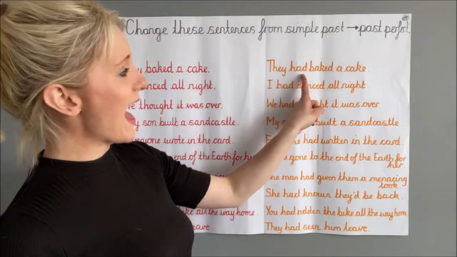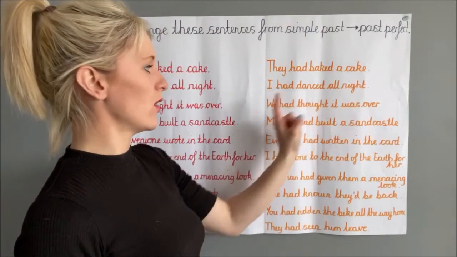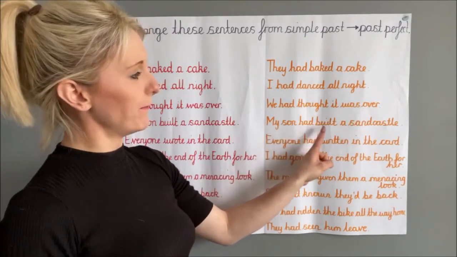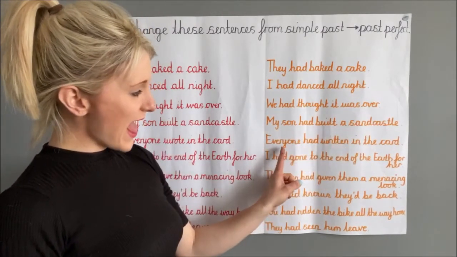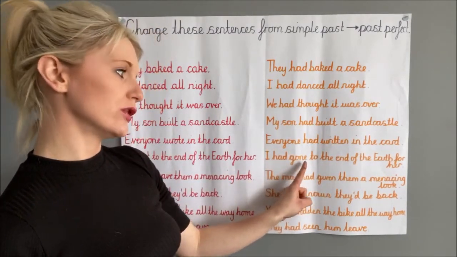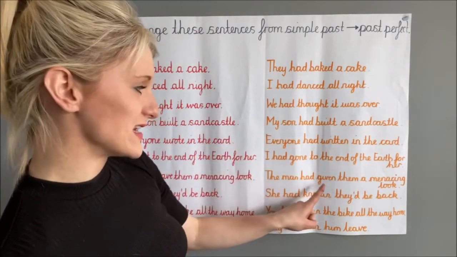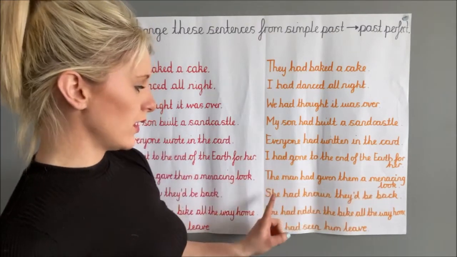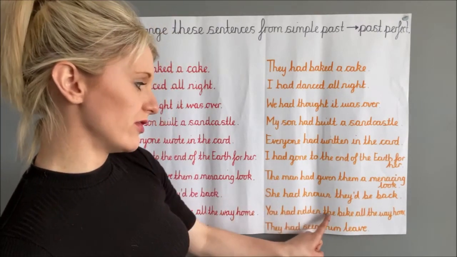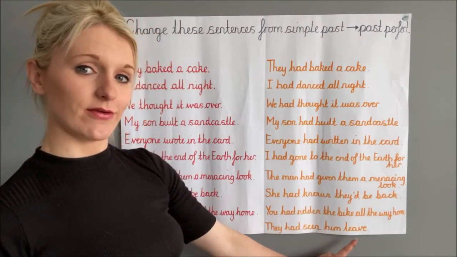So it said, they had baked a cake. I had danced all night. We had thought it was over. My son had built a sandcastle. Everyone had written in the card, I had gone to the end of the earth for her. So we're on to the irregular ones now. The man had given them a menacing look. She had known they'd be back. You had ridden the bike all the way home, and they had seen him leave.